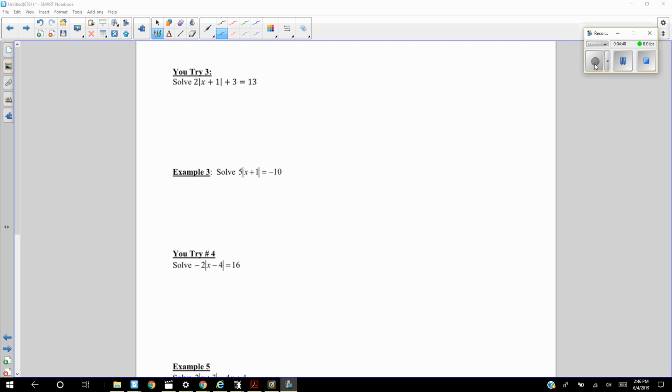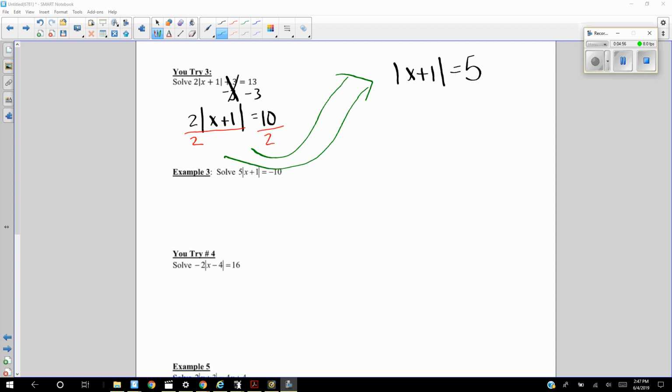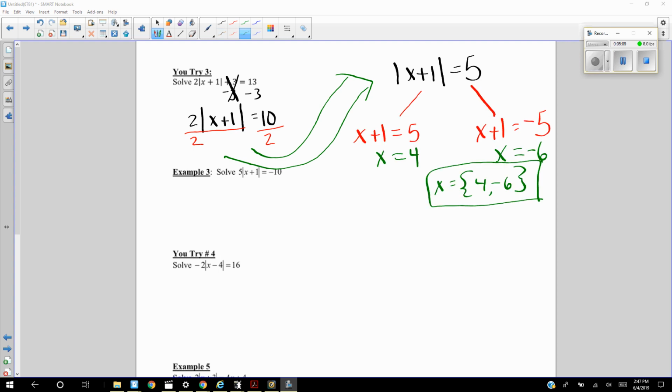Go ahead and try the U-try number 3. Pause the video. I'll go over the answer here shortly. So there were the first couple of steps. You needed to isolate the absolute value. They didn't happen on the first example, but now it's ready to be split up into two equations. So there are the solutions to the U-try 3.